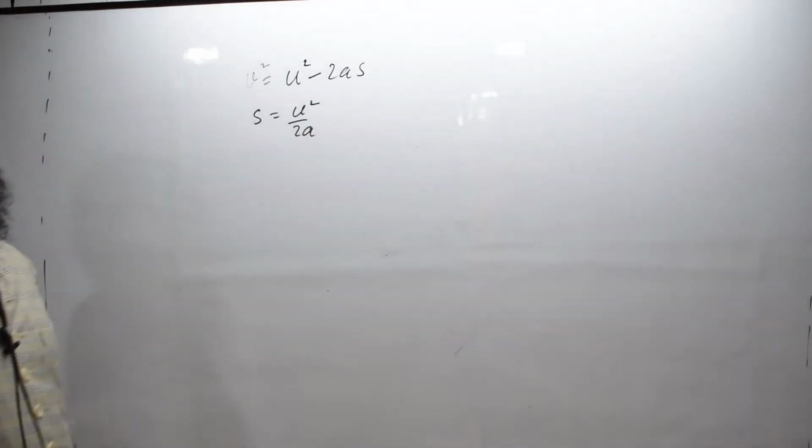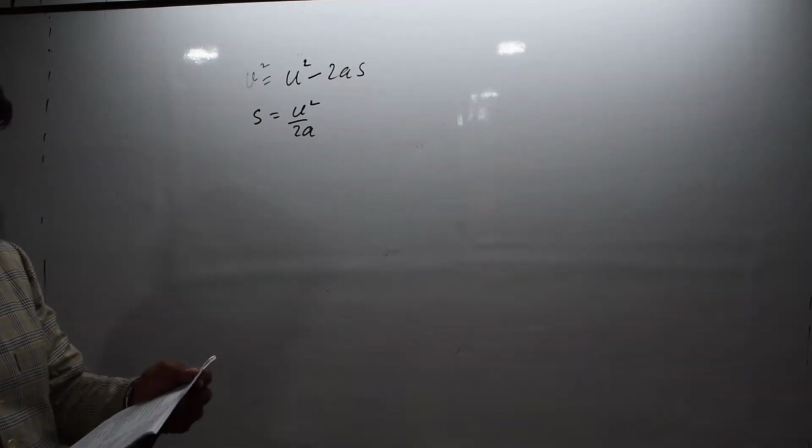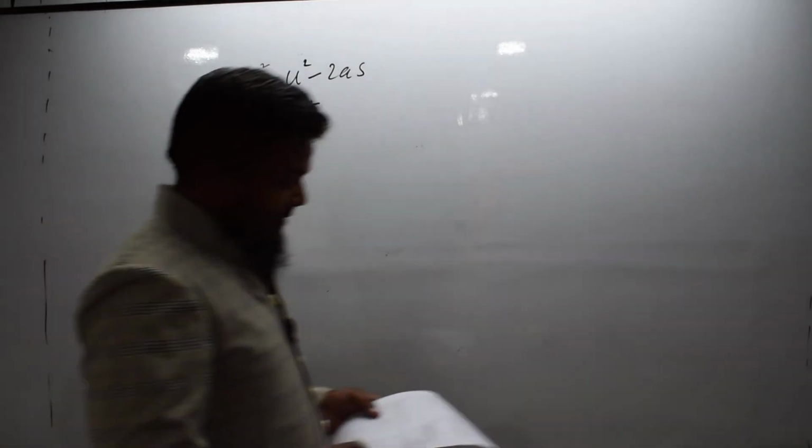Now, if it is a uniform motion, that means acceleration is constant. So, s is directly proportional to the square of the initial velocity. So, option 1. Next question.